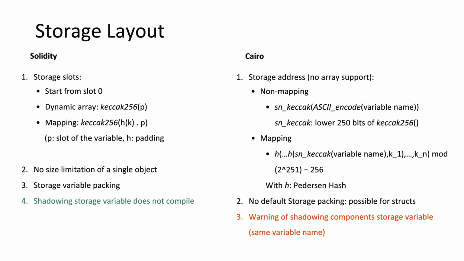Shadowing storage variables does not compile in Solidity. If you have a contract B and a contract A that extends B, and they declare the same storage variable using the same name, it won't compile.